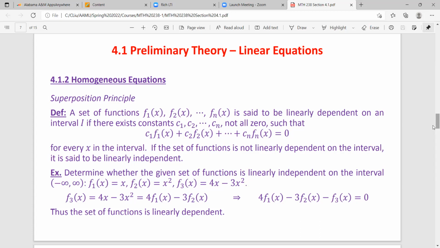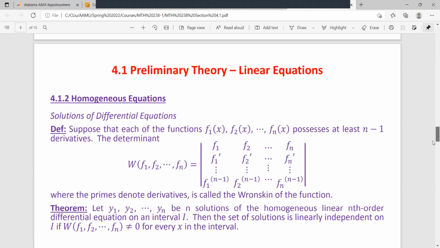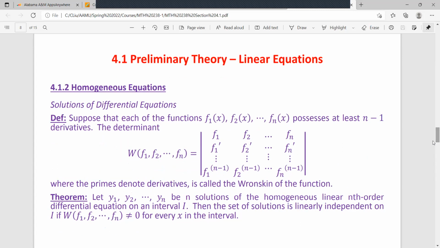Okay, does it make sense? And these are polynomials, as we know. So the domain is all the real numbers, or negative infinity to positive infinity. Okay, so well, how do you know?